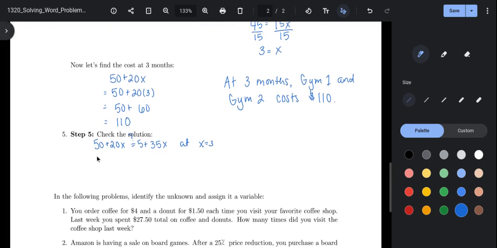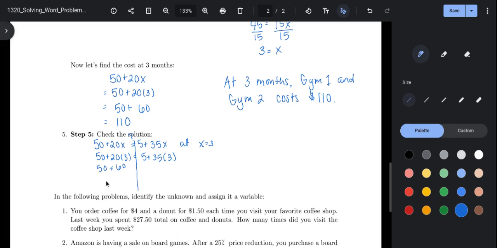So I'm going to plug this in. So we get 50 plus 20 times 3, and then 5 plus 35 times 3. One thing I'm going to do, because we don't know that these are equal, I'm going to draw a line down the middle so that I'm only manipulating one side at a time to make sure that what I get is the same as what I would get on the other. So again, you're going to do your multiplication first. So 20 times 3, we get 60.